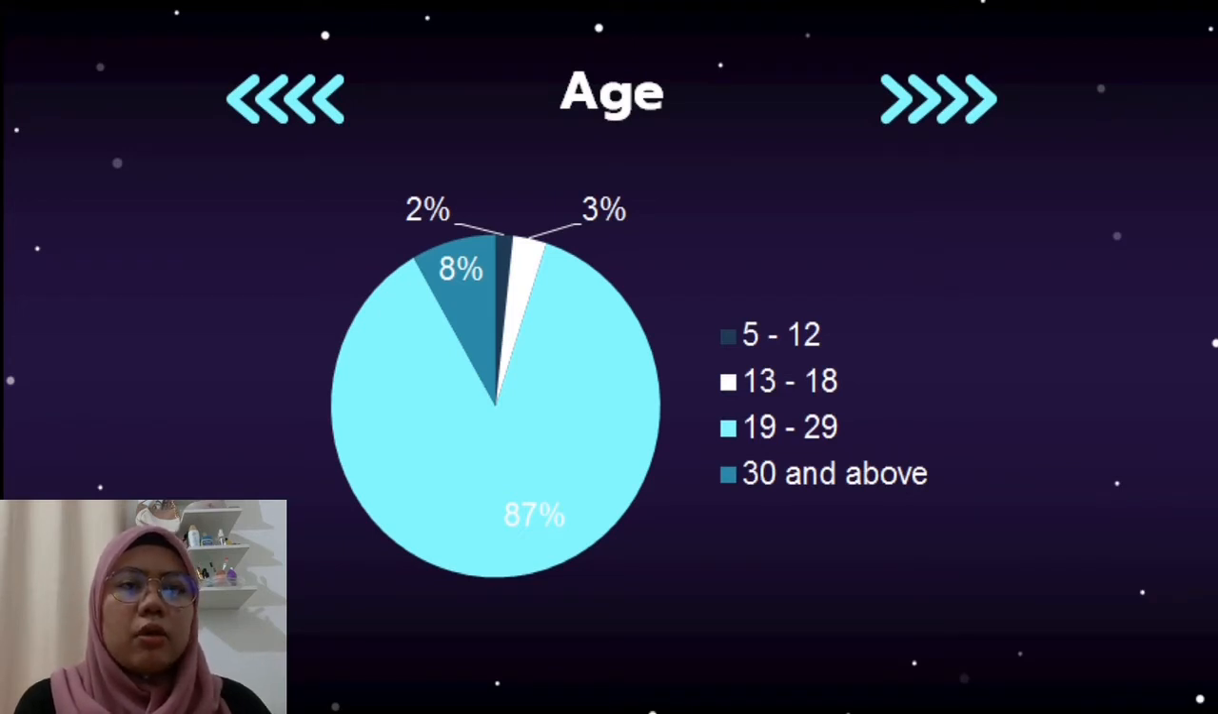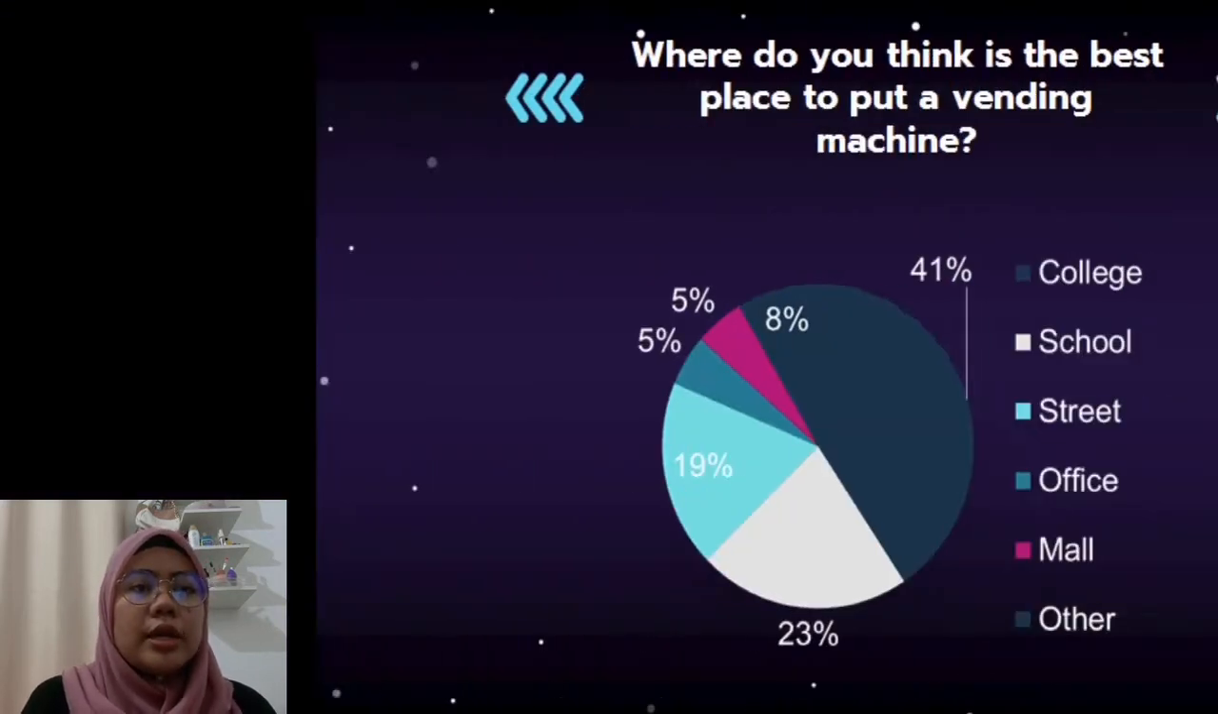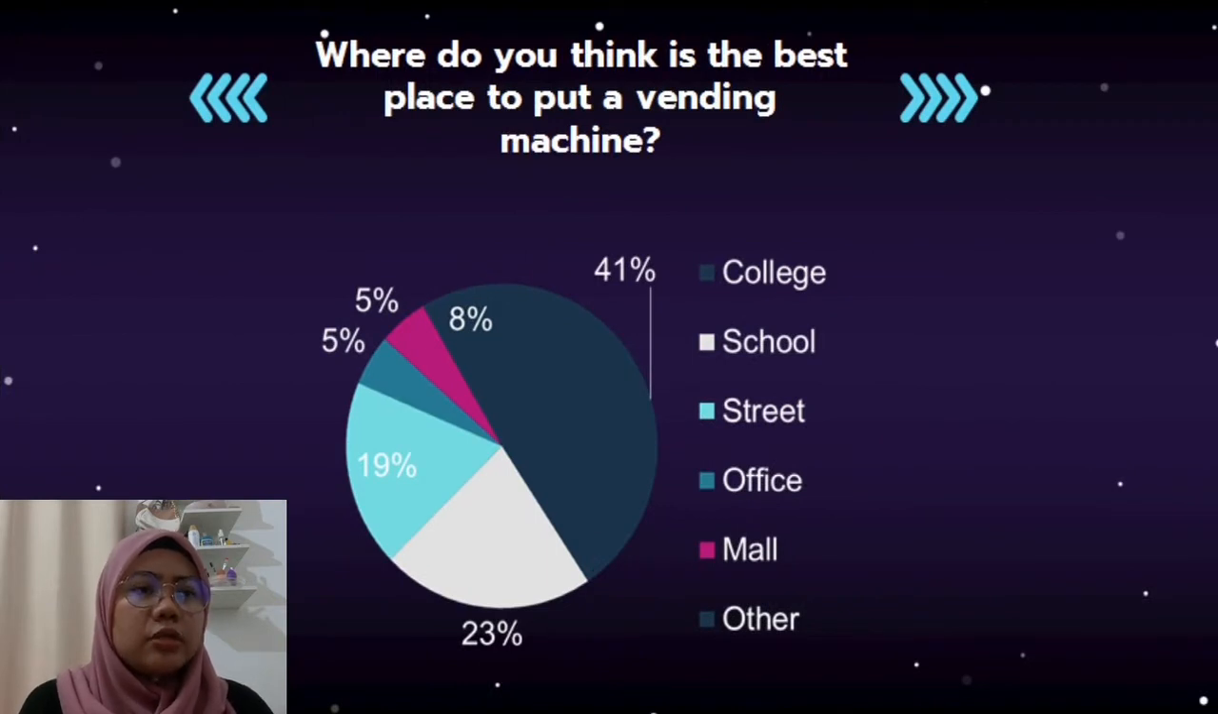After we got all the basic information, we start with our very first question that is related to our vending machine project, which is whether they have used a vending machine before. If you look at this pie chart, only 3% answered no, which means that most of them are already familiar with vending machines. We also asked them their opinion on the best place to put a vending machine. Schools and colleges got the most picks among the choices since most of our respondents are students.